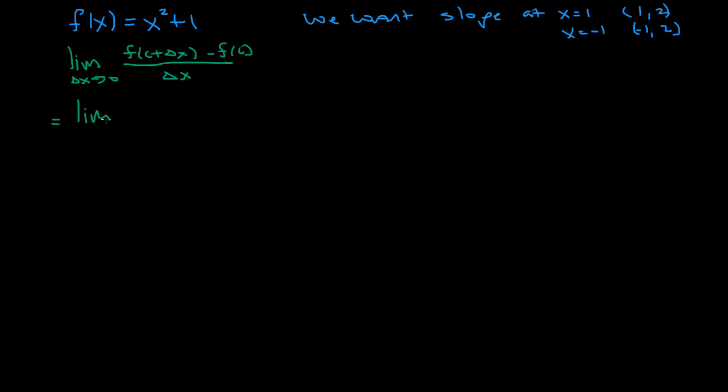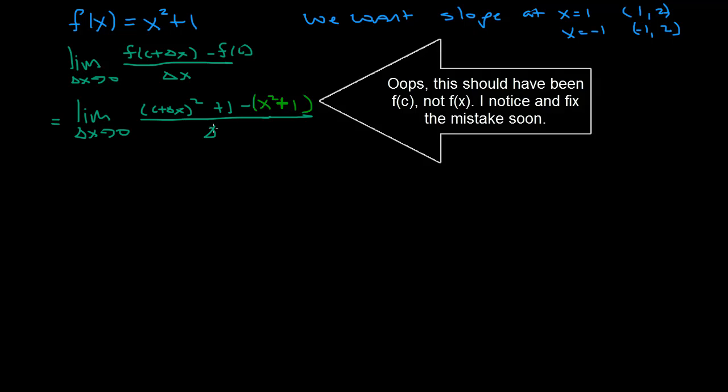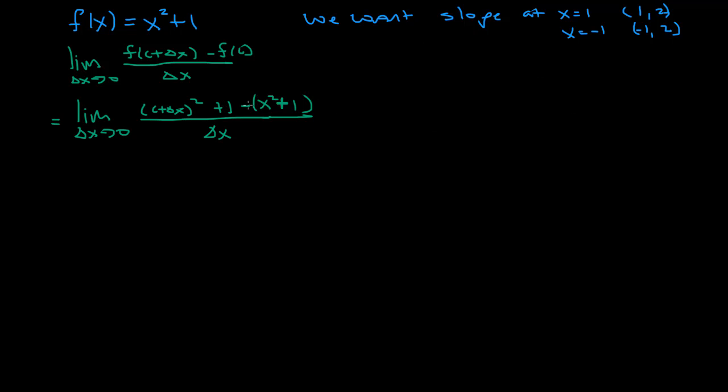So, limit as delta x approaches 0. Let's just evaluate this function at c plus delta x. That would be c plus delta x, squared, plus 1. That's f of c plus delta x. Minus f of x, which is x squared minus 1. Make sure you don't forget those parentheses like I almost just did there. All over delta x. So we have f of c plus delta x, that's this term and that term, and then we have minus f of x.